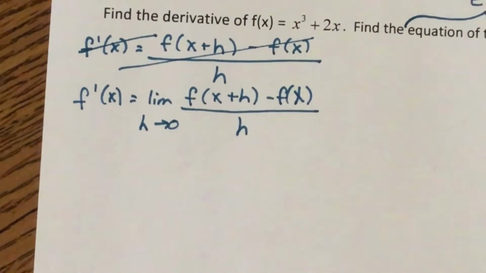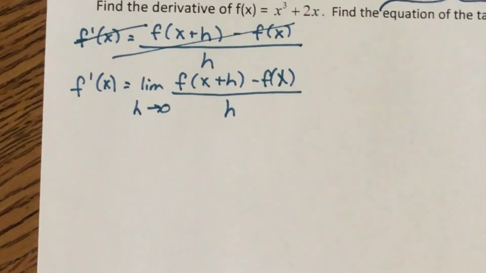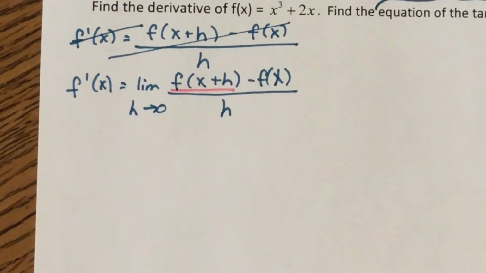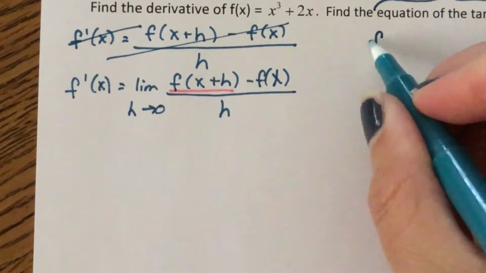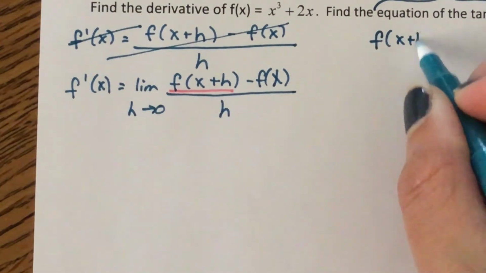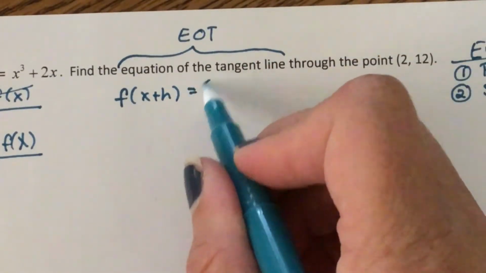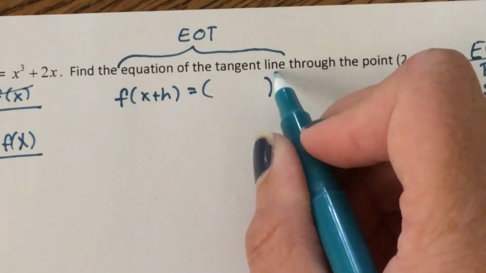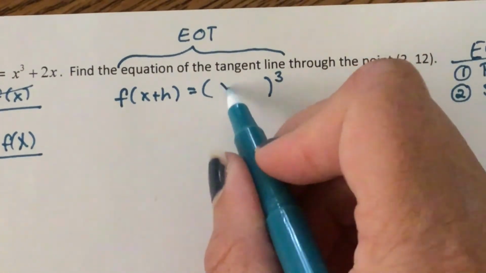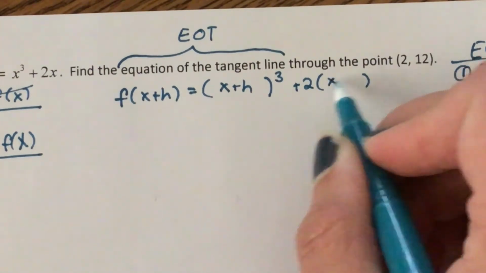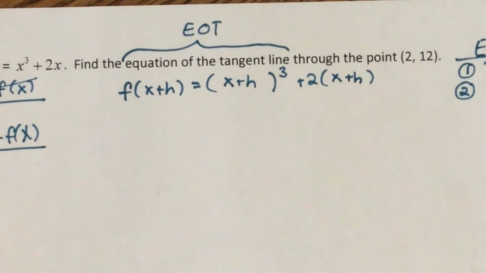So f prime of x equals that limit. We need to figure out what is f of x plus h. So we're going to do that off to the side like we did before. F of x plus h. So that guy is going to equal, instead of x cubed, we're going to have x plus h cubed. And then plus 2x is going to be 2 times x plus h. So everywhere there was an x in the original problem, you have to change it to an x plus h.